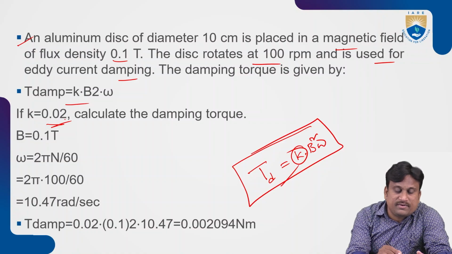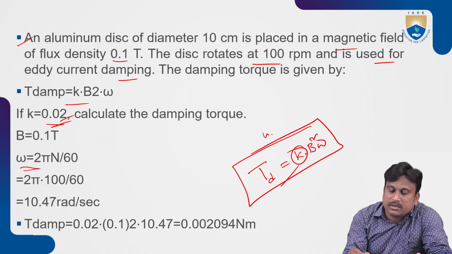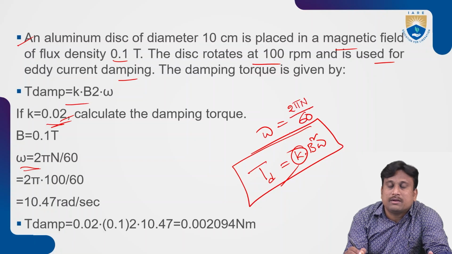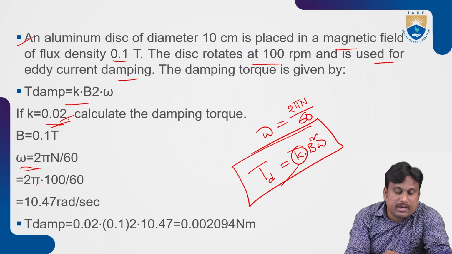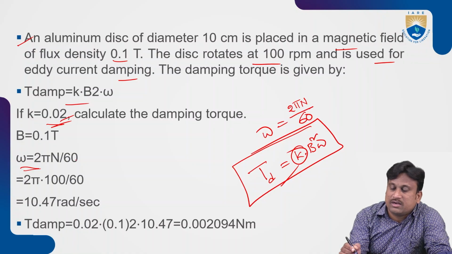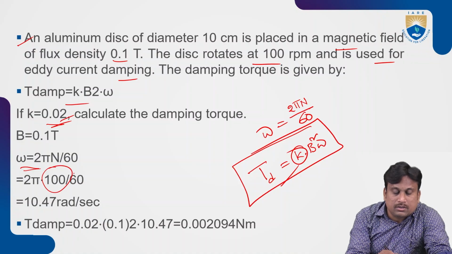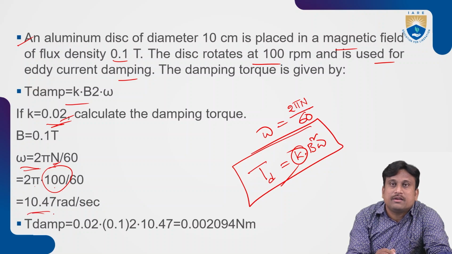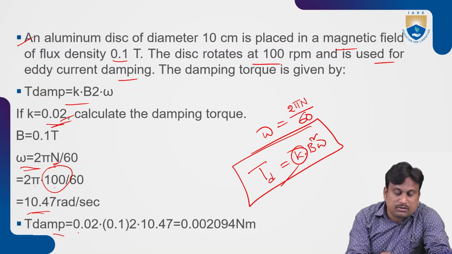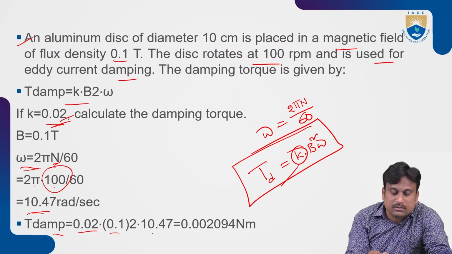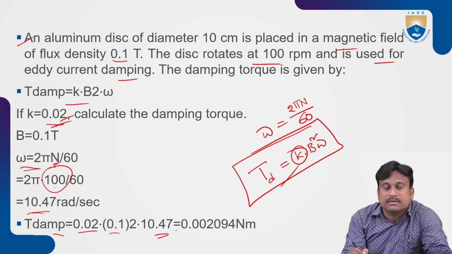Where K is given as 0.02. Before that we have to calculate the omega value, where omega is 2 pi N by 60. So 2 pi into N, where the speed is given as 100, so 2 pi into 100 by 60. Here we get 10.47 radian per second. So the damping torque is 0.02 into 0.1 whole square into 10.47.